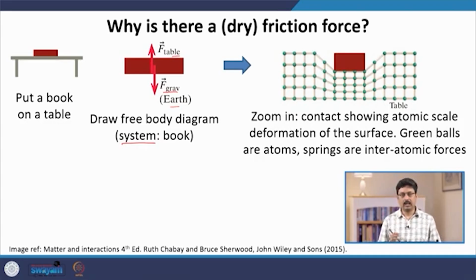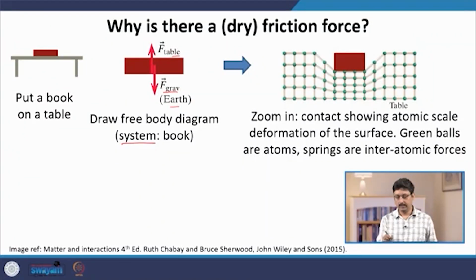Today, let us try to look at the nature of the contact force by the table on the book. Imagine if you could zoom in to the contact between the book and the table. If you could look only at the contact areas, let us say under a microscope, then perhaps you would get a picture like the following.